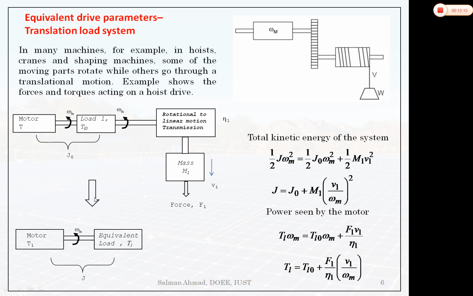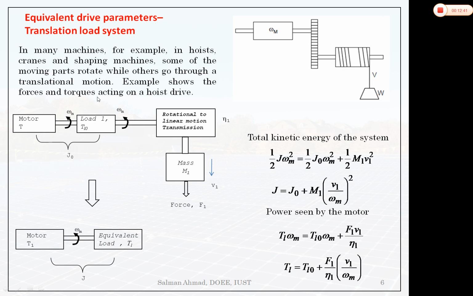If we want to compute the equivalent system, that is a system with one motor and one equivalent load torque, both rotating at speed omega m and having equivalent moment of inertia J, again we equate the kinetic energy. So in this system, what will be the kinetic energy? Half J omega m square. So this system will have kinetic energy half J omega m square.